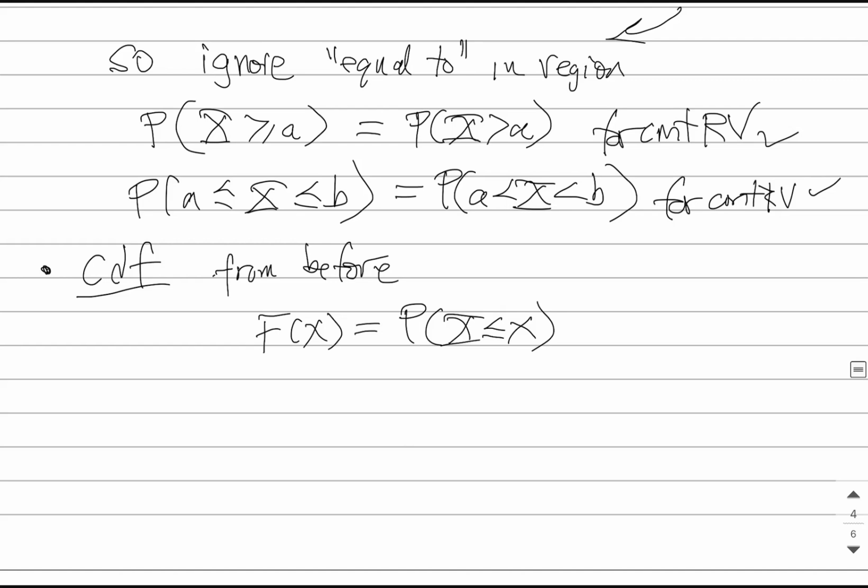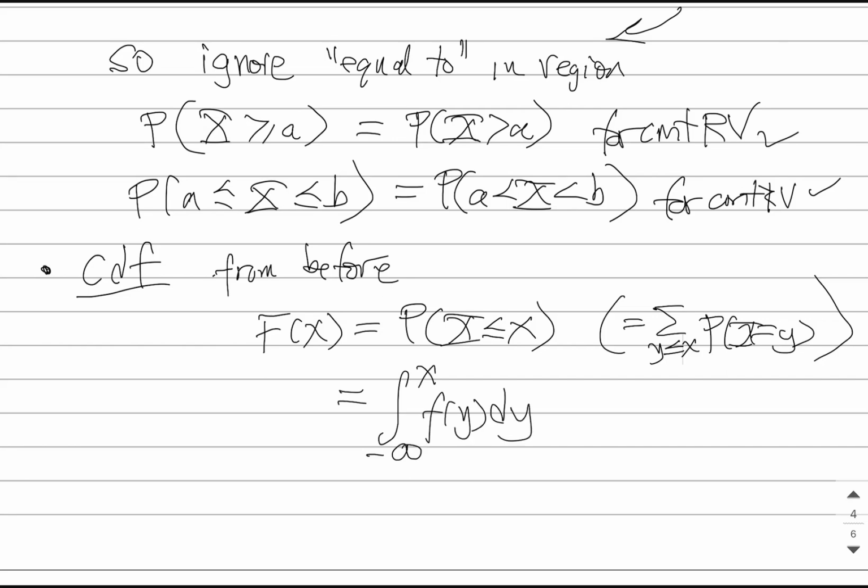When we talked about it with a discrete random variable, it was a summation where y was less than or equal to x, and we would add up all those values up to there. So 0, 1, 2, etc. But when we talk about a continuous random variable, generally we write this as an integral, negative infinity to x, f of y dy. We are adding up the density from all values from the start, negative infinity, up to x.